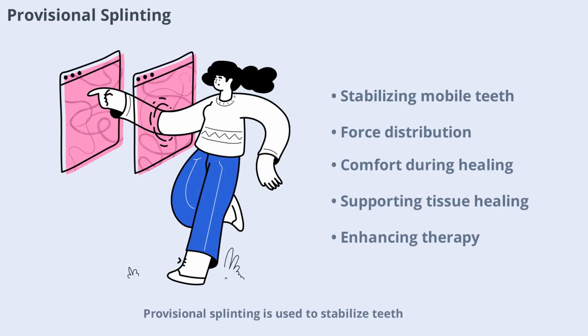Provisional splinting is used to stabilize teeth that are mobile due to periodontal disease. Temporary splints help distribute forces evenly and provide comfort during the healing process. This technique is especially useful in cases where mobility threatens the integrity of the dentition. By stabilizing teeth, clinicians can enhance the effectiveness of other therapeutic procedures and support tissue healing. Provisional splinting is a valuable tool in Phase 1 therapy.